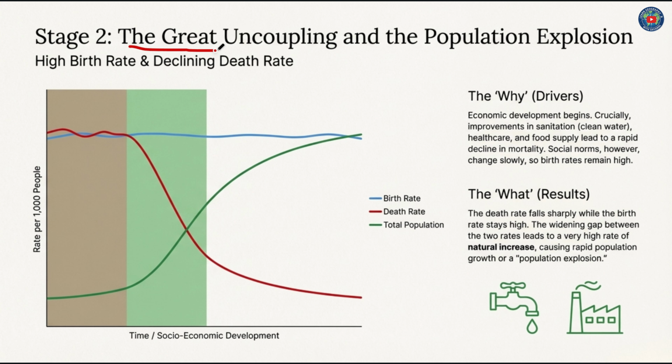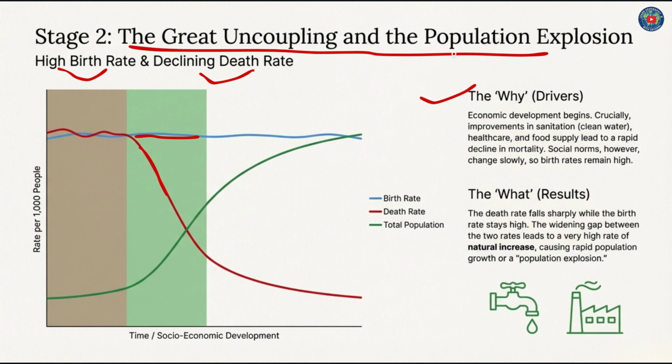Then stage 2, the great uncoupling and population explosion: high birth rate, declining death rate. The main causes of this stage are that economic development begins. Crucially, improvements in sanitation, clean water, healthcare, and food supply lead to a rapid decline in mortality. Social norms, however, change slowly, so birth rates remain high.